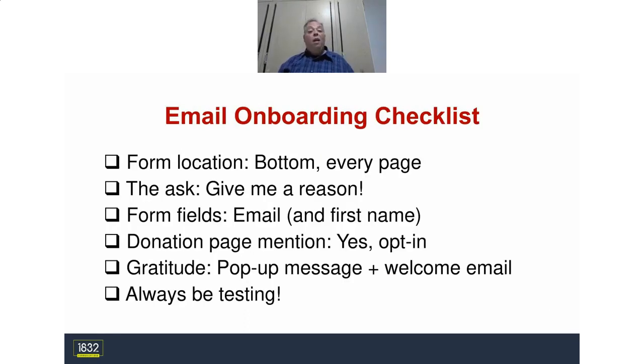So in terms of email onboarding, one, form location: on the bottom, above the footer of every page of your website. The ask, the call to action: give me a reason to sign up to your e-newsletter. Form fields: email, and that's it. You may want to ask first name; we talked about zip code. If you're going to ask for first name, personalize your emails. Donation page mention: yes, it should be opt-in, although you can test. I still would say opt-in, but I'm working on it, and we'll see where I end up falling on default versus opt-out versus opt-in.